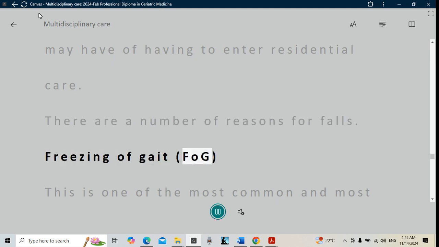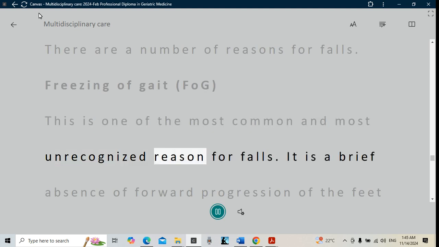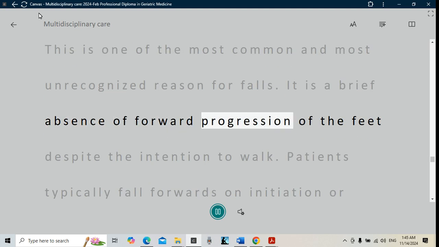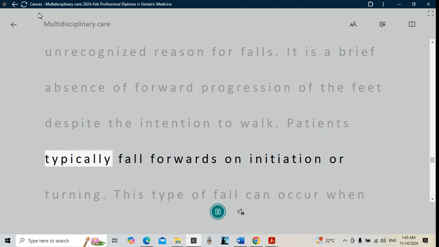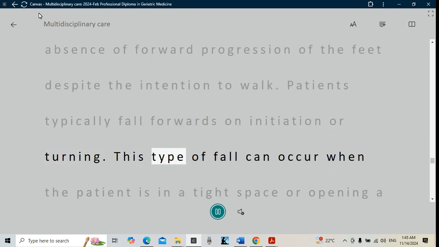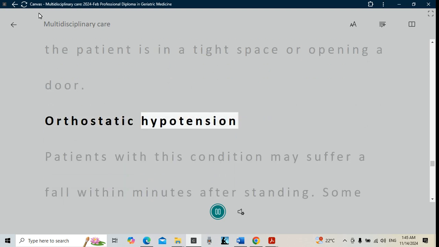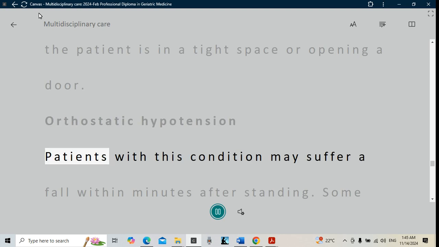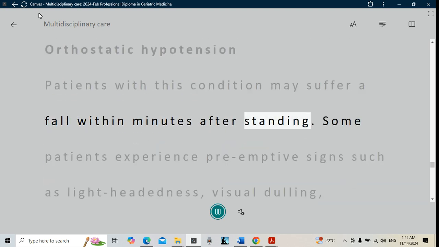Freezing of gait, FOG. This is one of the most common and most unrecognized reasons for falls. It is a brief absence of forward progression of the feet despite the intention to walk. Patients typically fall forwards on initiation or turning. This type of fall can occur when the patient is in a tight space or opening a door. Orthostatic hypotension. Patients with this condition may suffer a fall within minutes after standing.